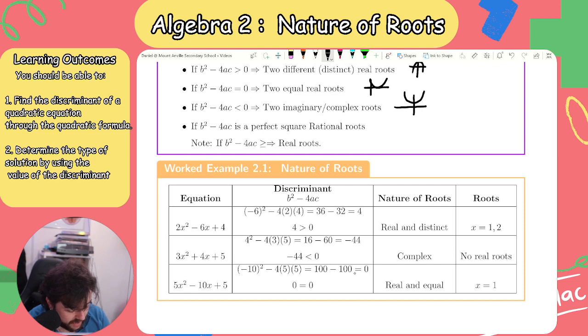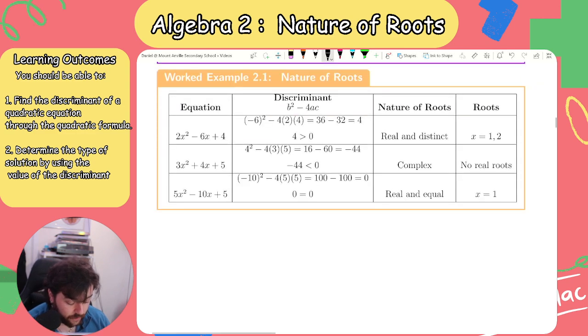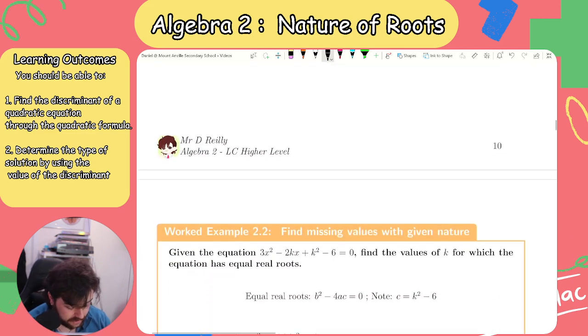Sub it all in. I'm going to get 0. 0 is equal to 0. So I'm going to have real and equal roots, right? So the only solution to this equation is x is equal to 1. You're able to test this out for yourself by solving these equations, or to quickly find the nature of said root, you sub it into the discriminant.